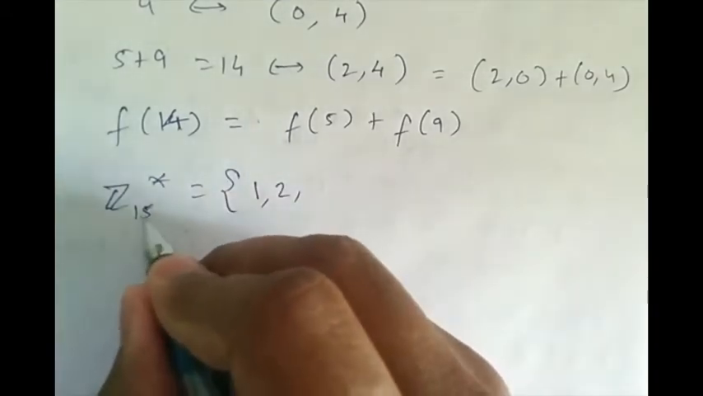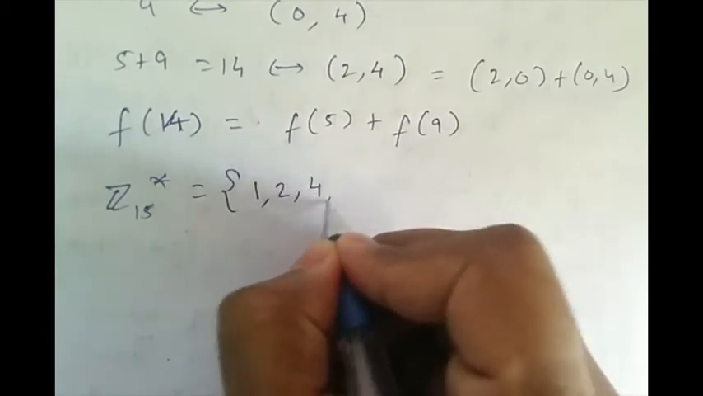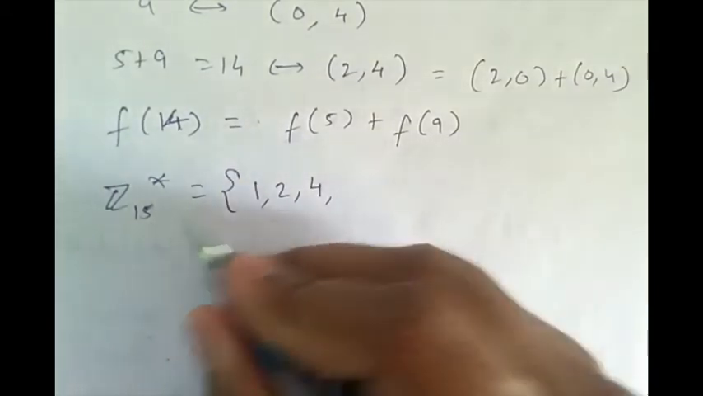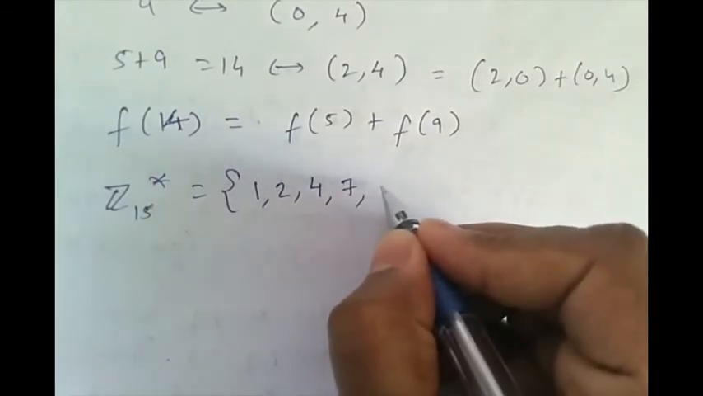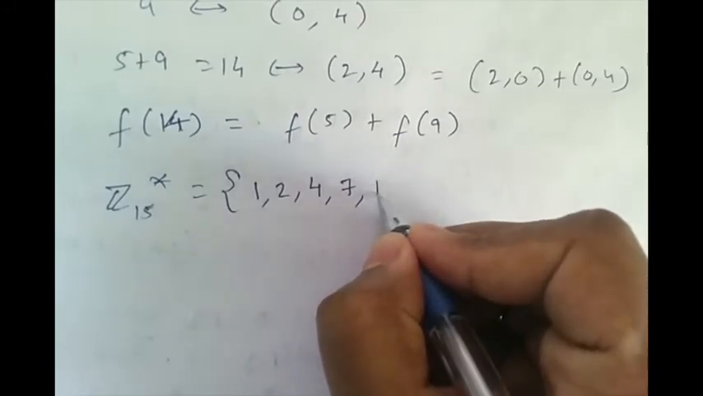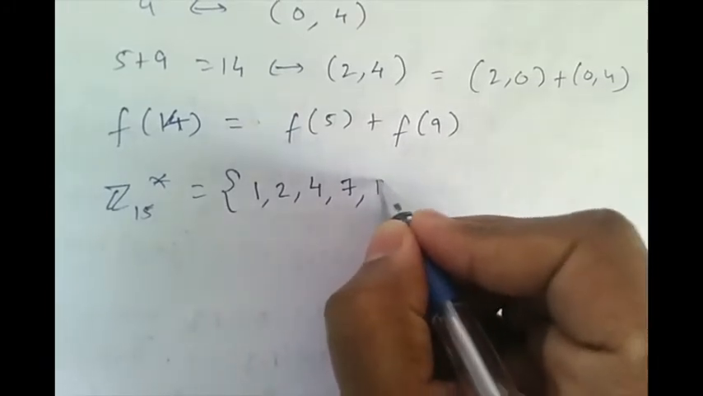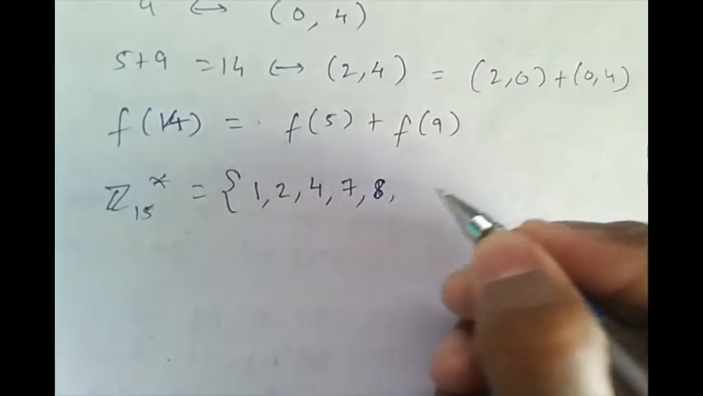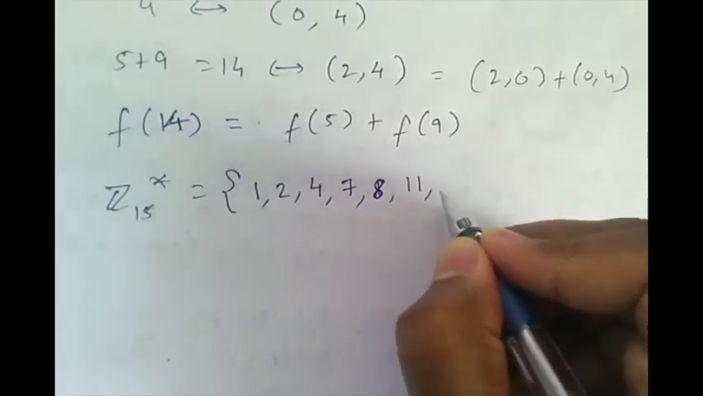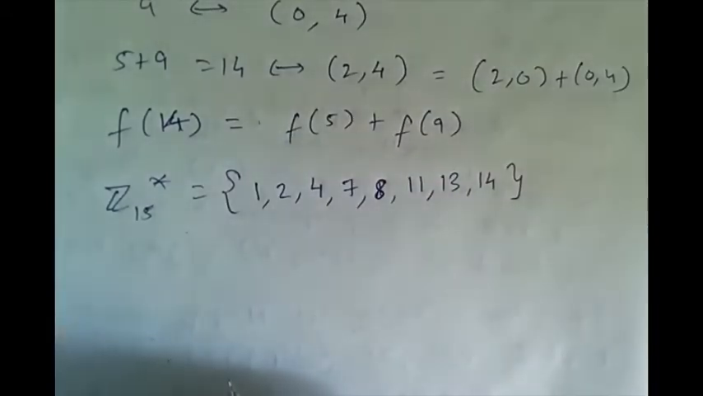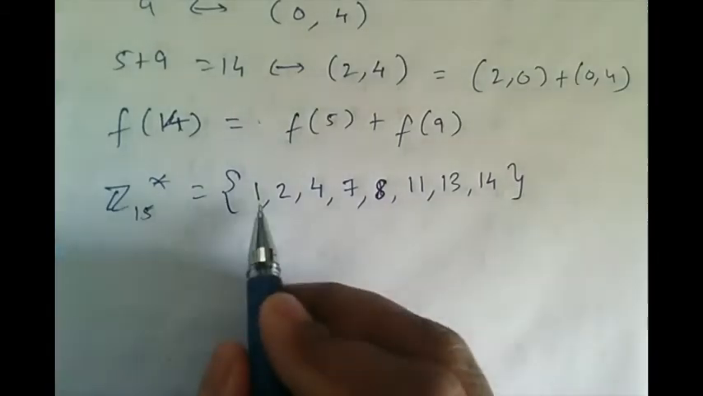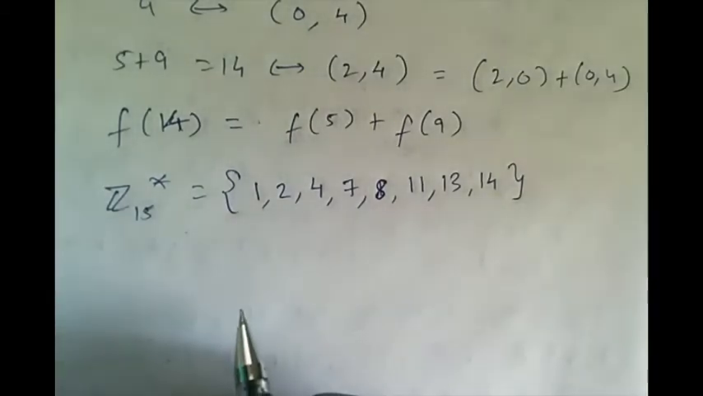Then 3 does not have a GCD of 1, so we'll skip that. 4 has a GCD of 1. Then 5 doesn't have a GCD of 1, we'll skip that. 6 doesn't. 7 does. 8 doesn't, wait, 8 does have a GCD of 1. 9 doesn't have a GCD of 1 with 15. 10 doesn't. Then 11. If I keep going, you find that this is the set Z15 star: the integers from 1 to 14 which have a GCD of 1 with 15.